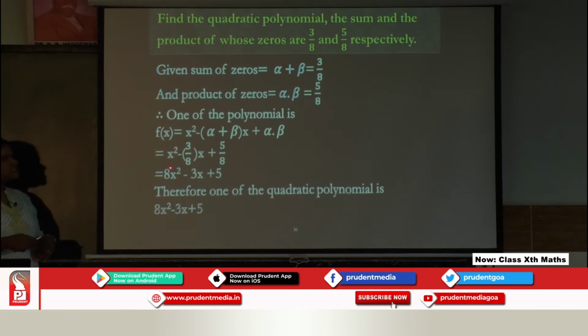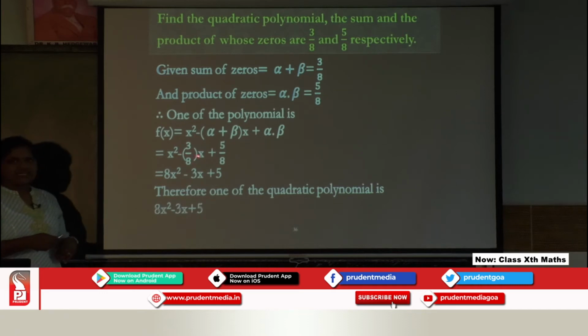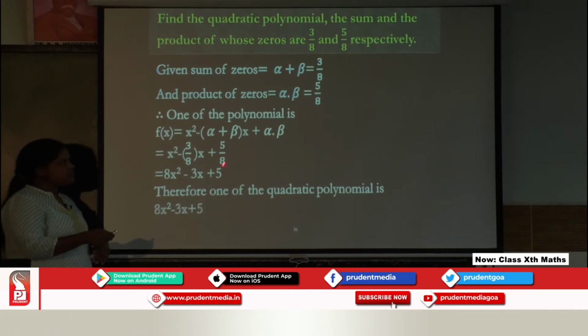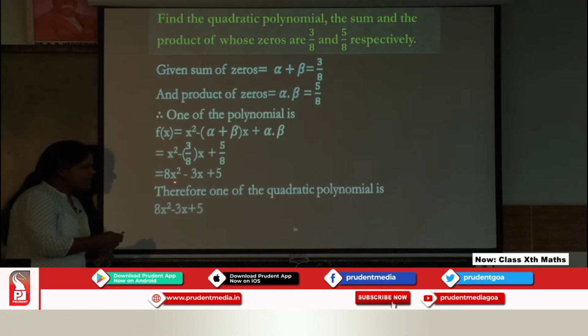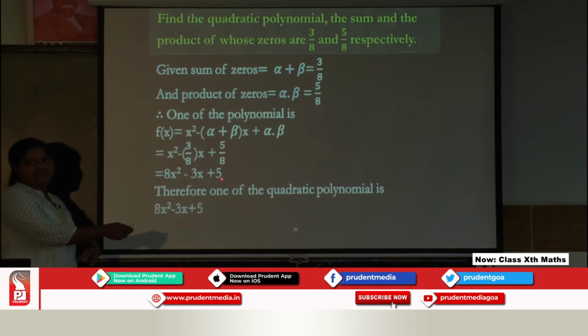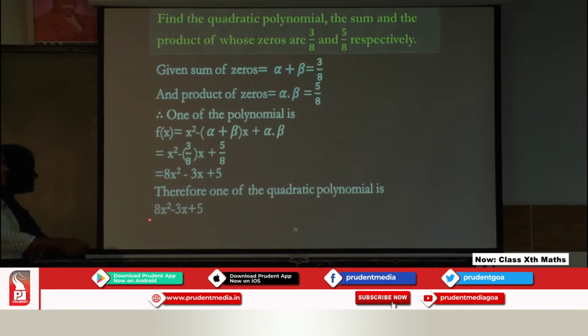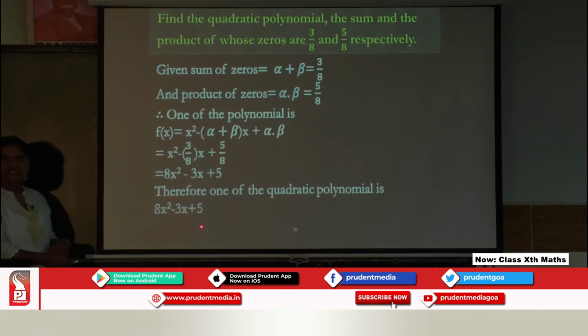8 multiplied by first term, I get 8x square. If I multiply 8 with the second term, for that 8 and this denominator 8 will get cancelled. So I am left with negative 3x, plus if I multiply 8 here, 8 and 8 will again get cancelled. What will remain is 5. So I have the polynomial 8x square minus 3x plus 5 in more standardized form. Therefore, one of the quadratic polynomial is 8x square minus 3x plus 5.